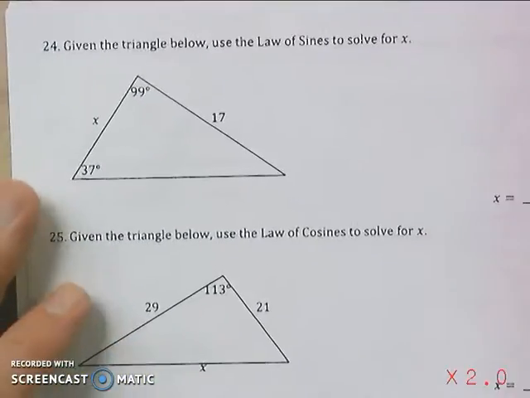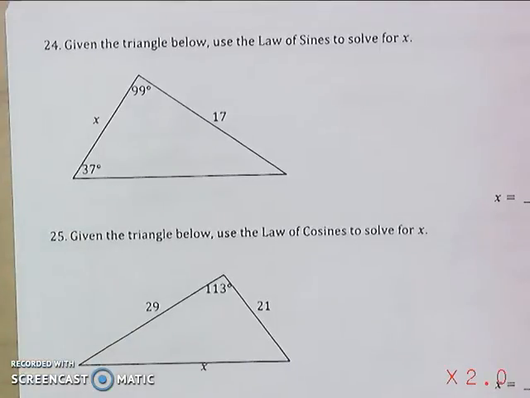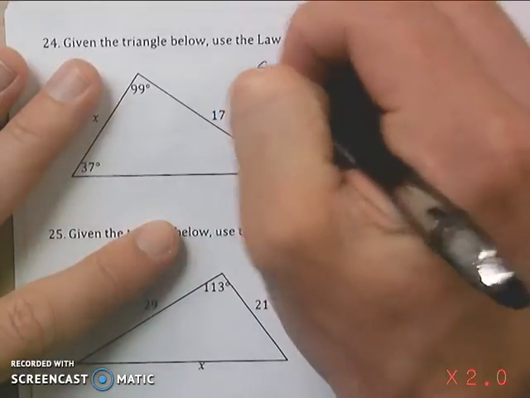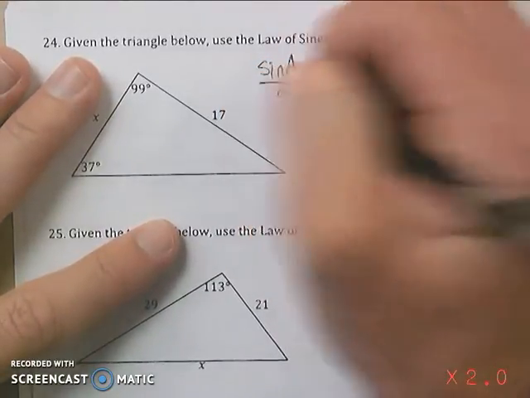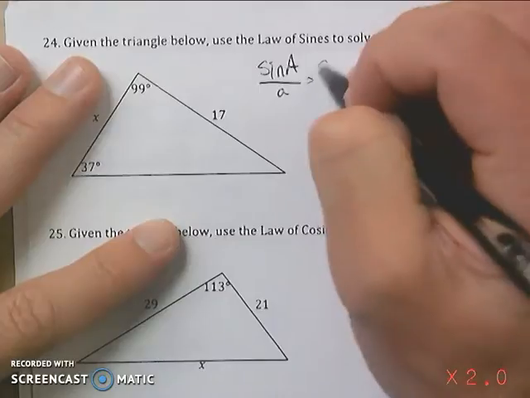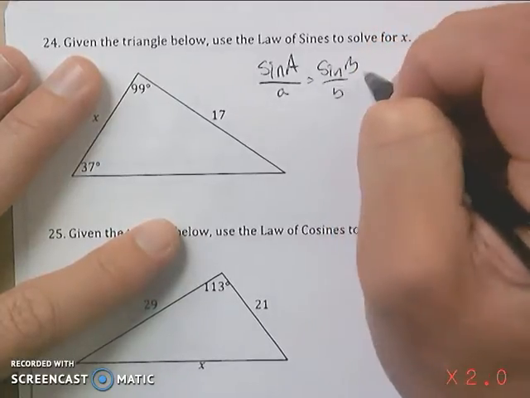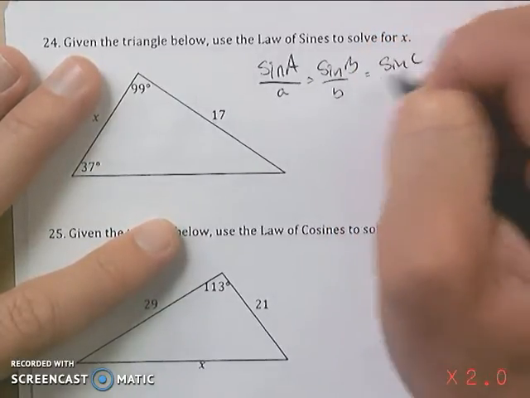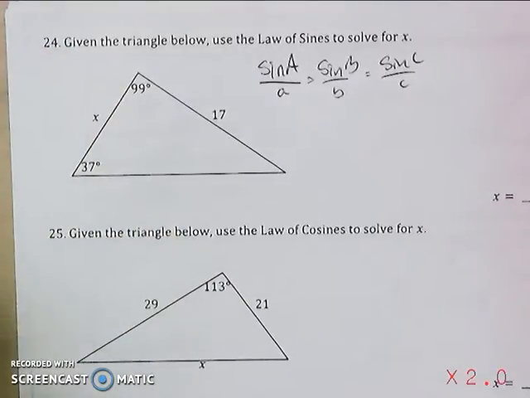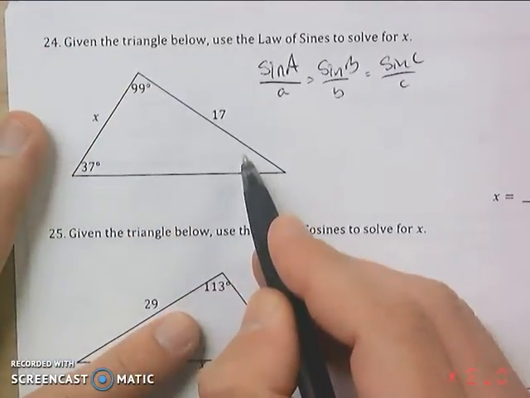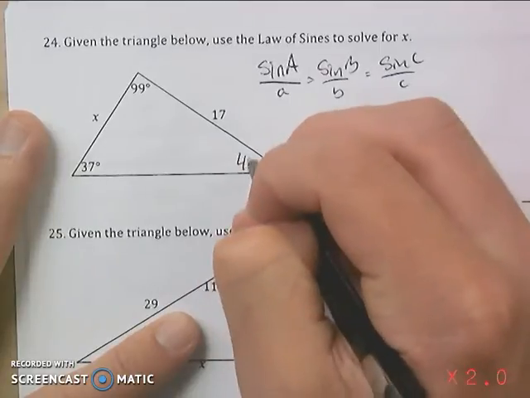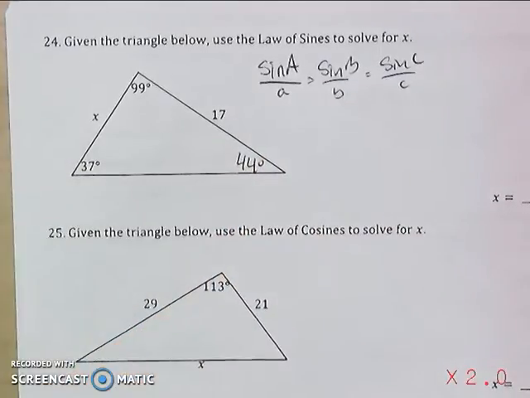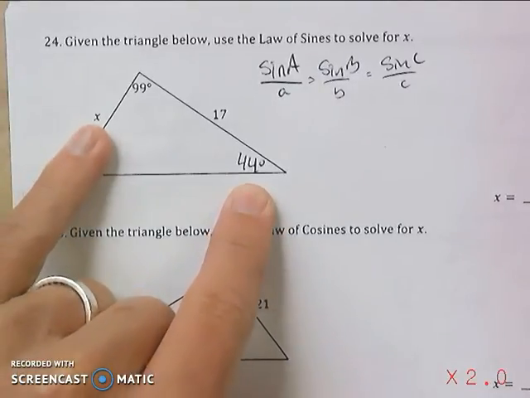Okay, 24. We're going to use law of sines on this one because it says so. And the law of sines is essentially the sine of the big angle A over the little side a equals the sine of B over little b, equals the sine of C over little c. Okay. First thing I've got to do is find my third angle. They all add to 180, so this should be 44 degrees. And then we want to find x. We're going to use x and its opposite.